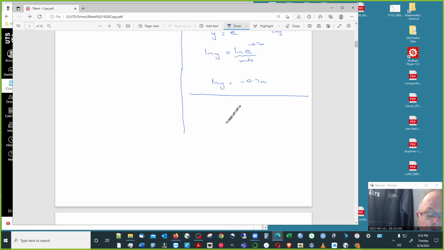Okay, so let's do the opposite. Let's do y equals the ln of minus 0.7x. Now, is this going to be a problem? No, I don't think it is, because all we're going to be doing is using the exponent. So we'll have e to the y is equal to e to the ln minus 0.7x, and so we've got undo. So e to the y equals minus 0.7x.